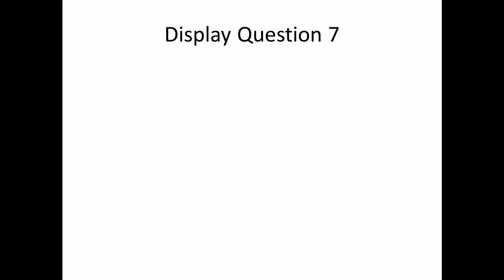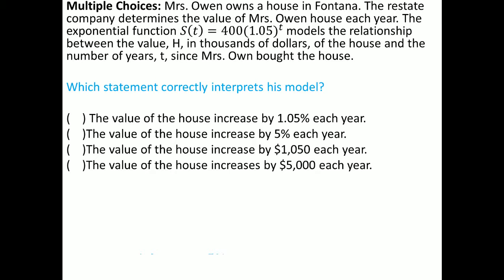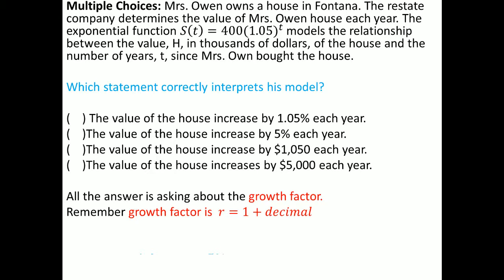We have question 7 now. It's a multiple choice question. Here, an exponential function is given, and it asks which statement correctly interprets this model. All 4 answers are referring to the growth rate. Remember, the growth rate in this case, because the house is growing in value, would be r equals 1 plus the decimal. Notice 1.05 is the growth value right here.